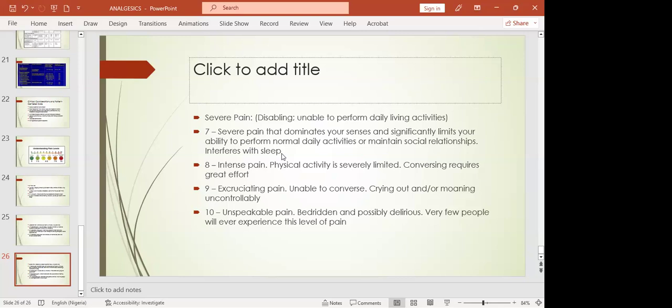Then number 10 is unspeakable pain, the worst pain possible. It's a pain that you can't even move the body parts. It's like the person just stays frozen. So the person may be bedridden. In fact, some pain could even take some people out of their senses. You just check out of your body so that the person can survive the severity of such pain. Very few people would ever experience this level of pain. Anyway, thank God for that.